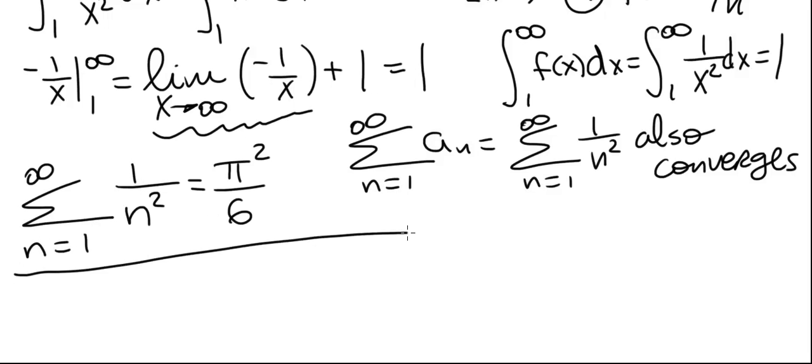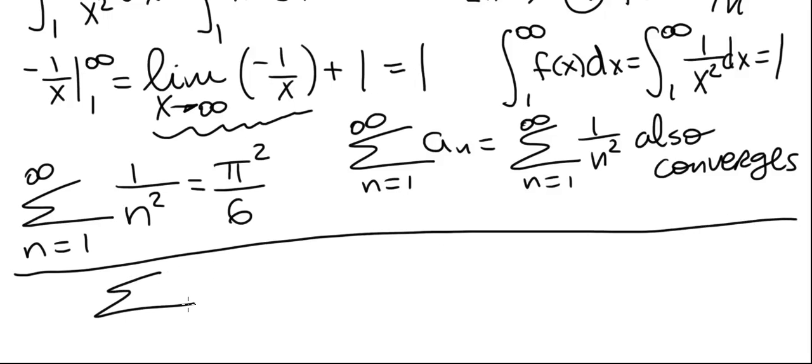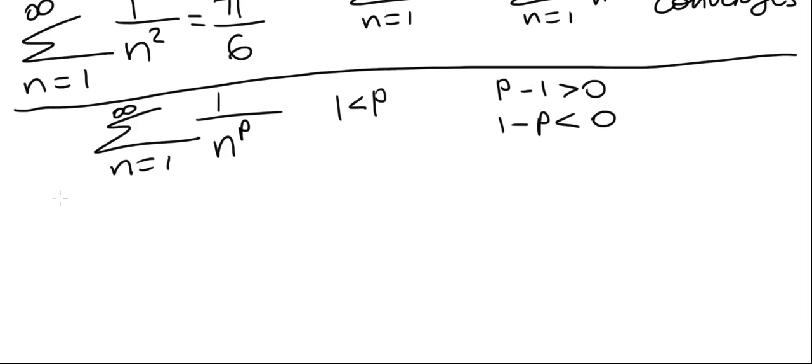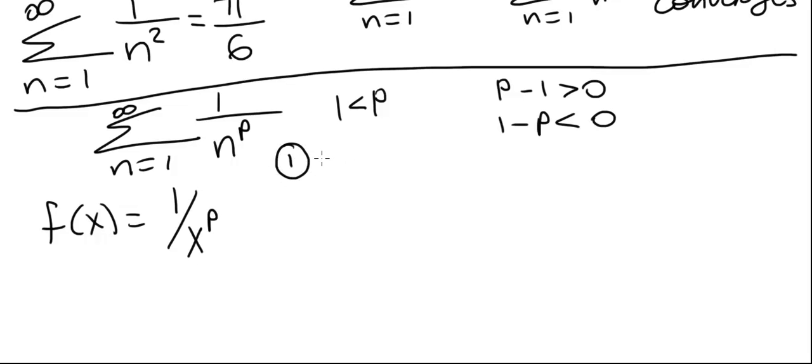So now let's show that a p-series, summation n equals 1 to infinity of 1 divided by n to the p, converges for any p greater than 1. Now if p is greater than 1, p minus 1 is positive, 1 minus p is negative. So we have to remember that. And now all we have to do is select f of x equals 1 divided by x to the p, where p is any value greater than 1, and we can go with our checklist. This function is clearly continuous. It's not continuous at 0, but it's continuous on the interval 1 to infinity.